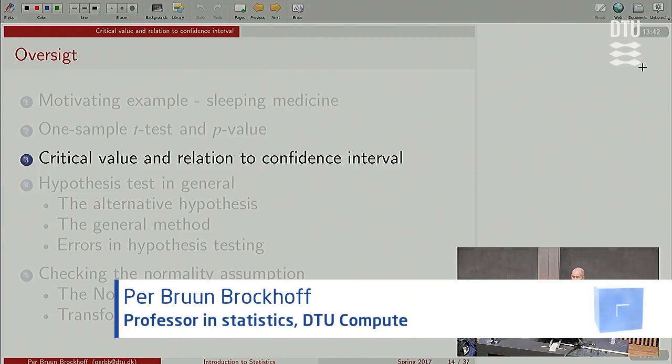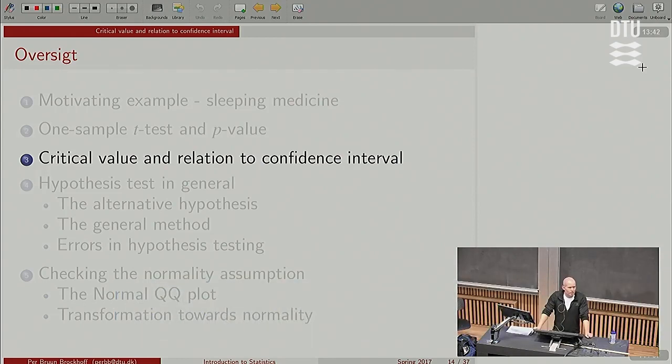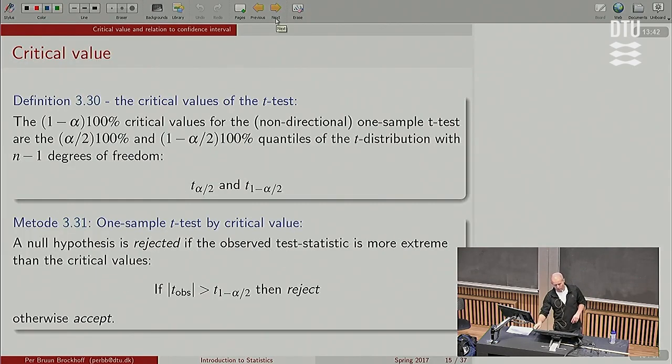Let's touch on this before the break. Critical value in relation to confidence interval. It was already sort of stated to you. And if you look into the relations and the formulas, there's almost nothing to prove or say, but let's do it anyway to be very explicit about this very close analogy between doing the hypothesis test and doing the confidence interval.